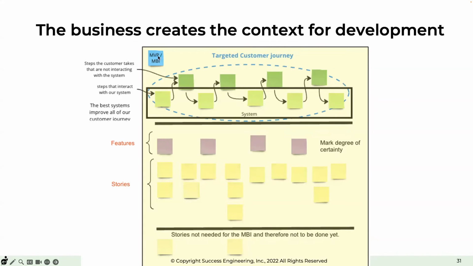And the idea is this: we start with the MBI or the MVP because it'll work both ways. We look at the targeted customer journey and we look at their steps. Some steps are with our system, some steps are outside of our system, as I mentioned. The best systems actually usually reduce this and don't add a lot here. We, of course, will see what features we have. We'll have stories. Some stories we'll discover aren't needed by the MBI. In other words, we might have this task we're trying to do, and we say, oh, but we're not going to Europe yet, so we don't need European tax laws. So we'll put that down here.